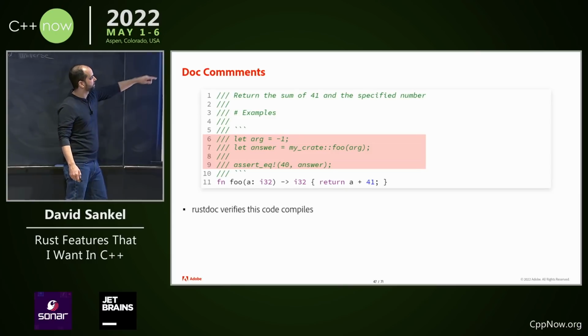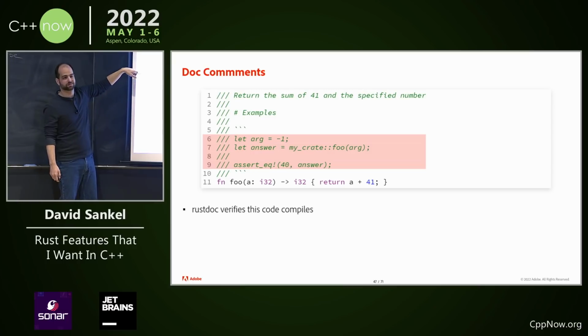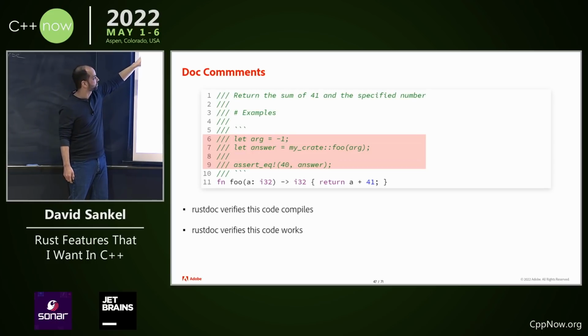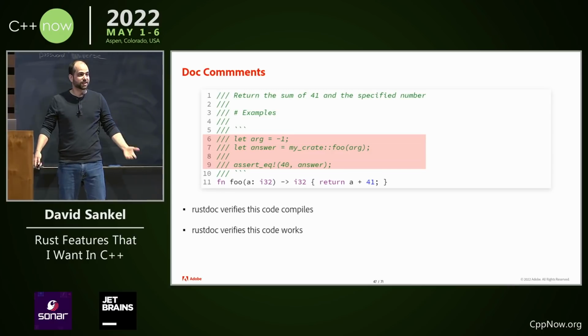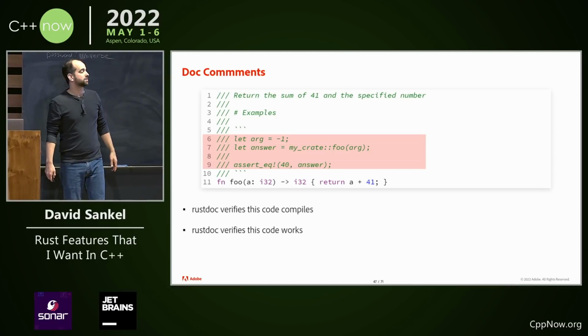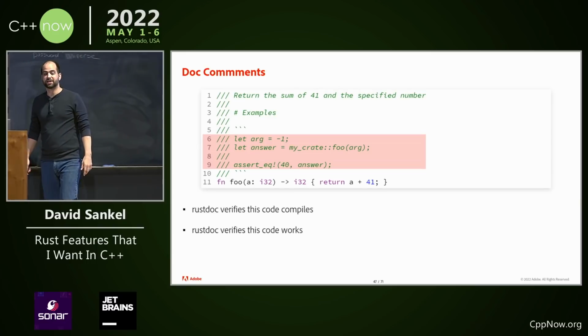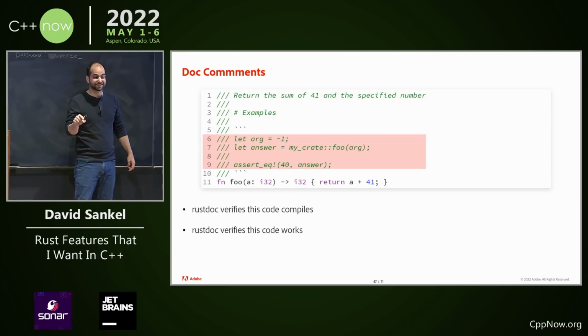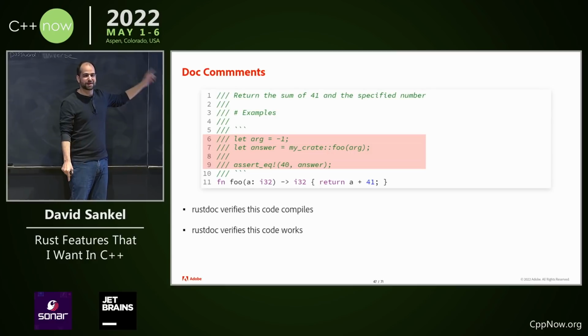RustDoc will verify that the code in your example compiles. That is sweet. It will verify that the code actually works. It will run the code and make sure that your examples, like with this assert here, actually do what they say they're going to do. That is pretty freaking sweet, right? And remember when I was talking about that thing I copy-pasted from the CLI11 documentation? If they had this, there wouldn't have been a bug in my slides.